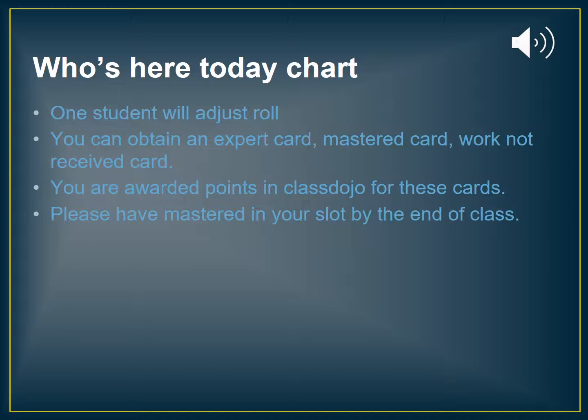Who's here today chart. 1 student will adjust the ruler. You can obtain an expert card, a mastered card, or a work not received card. You are awarded points in Class Dojo for these cards. Please have mastered in your slot on the chart by the end of class.